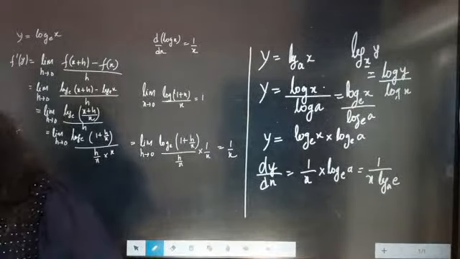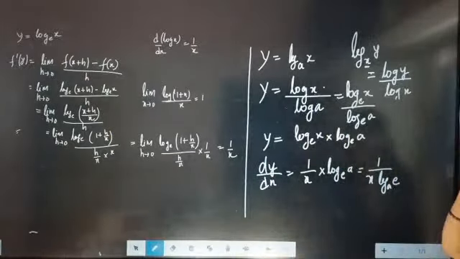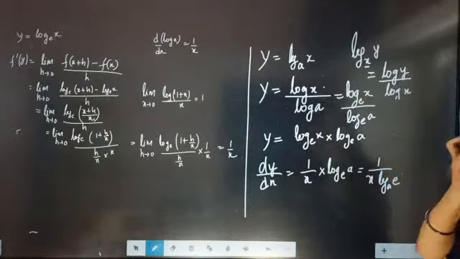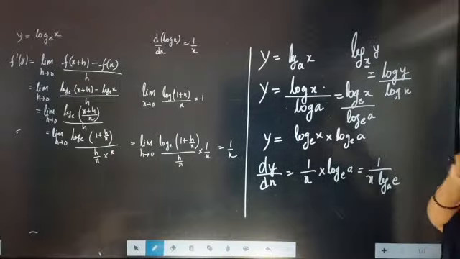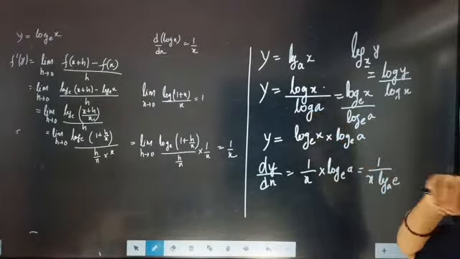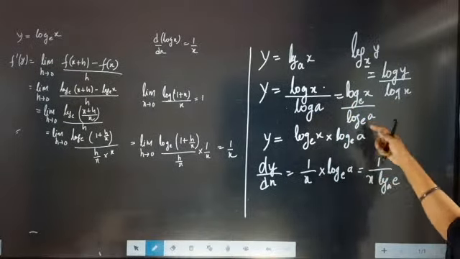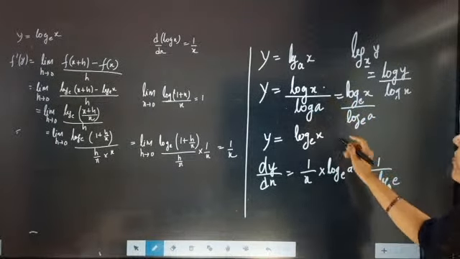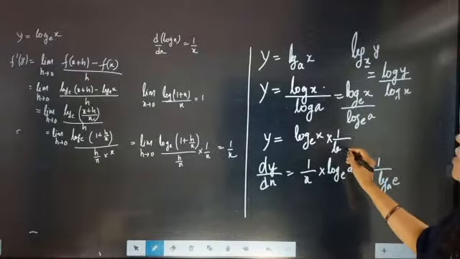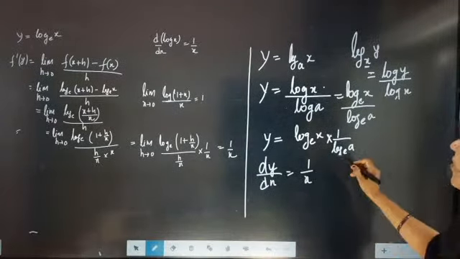You have to understand this part very nicely. Exactly what I have done is, I just implemented log e on both sides. Up and down I just divided by log base e. So it is going to be 1 by log base e of a, so directly here it will come 1 by x log base e of a.